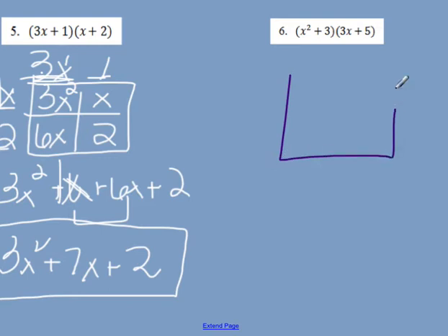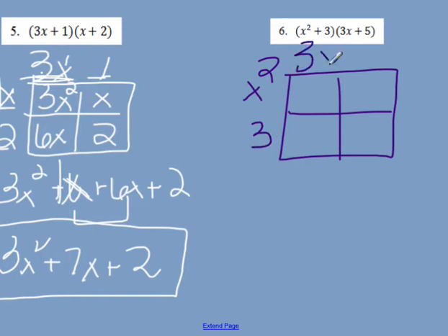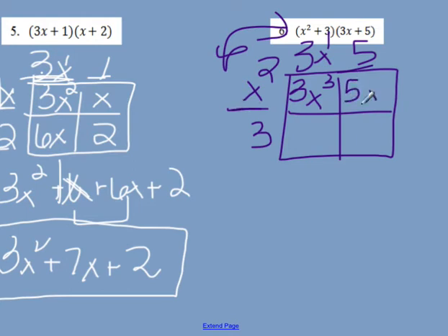So number 6 is a little bit different because we have that x squared. So I have x squared and 3 going down this side, and 3x plus 5. Again, you can flip-flop these as long as your parentheses stay on the same side. So now I'm taking x squared times 3x to the first. Well, 1 times 3 is 3. X to the first times x squared. 1 plus 2 is 3. 5 times x squared is 5x squared. 3 times 3 is 9, and then don't forget to bring that x. And 3 times 5 is 15.